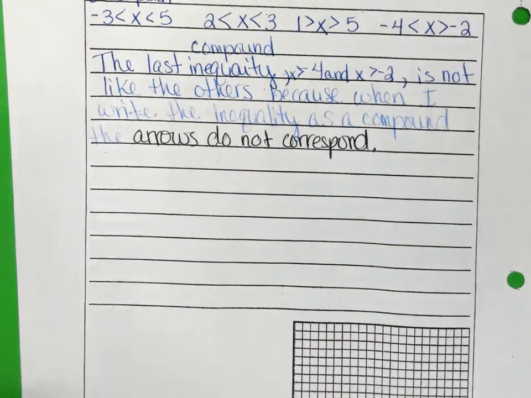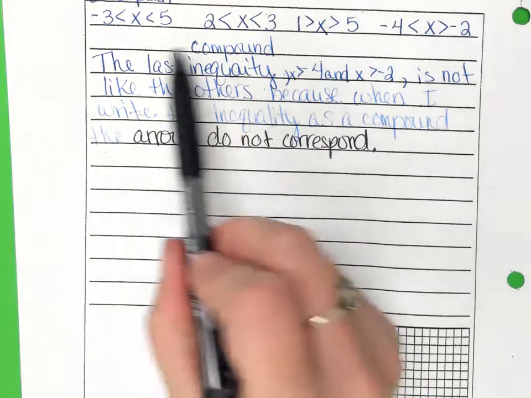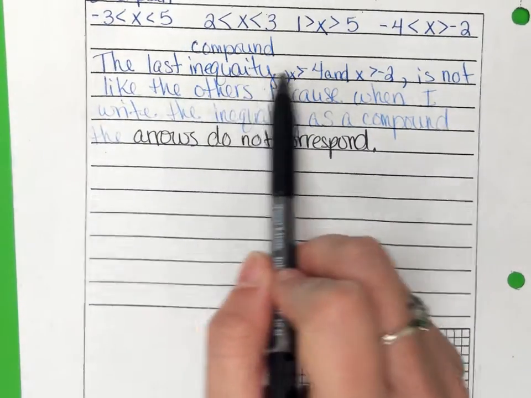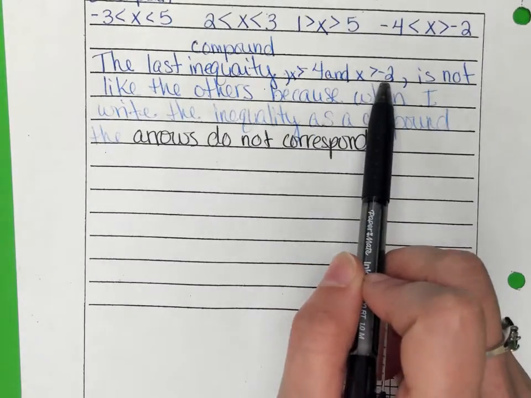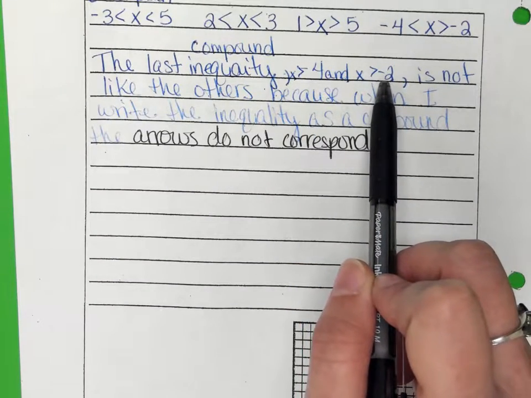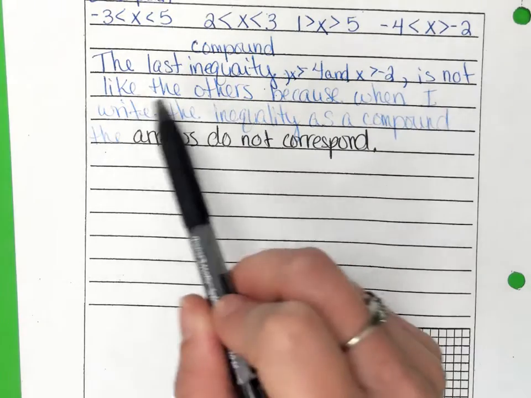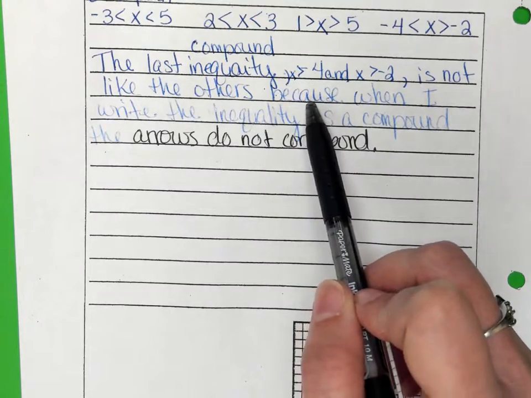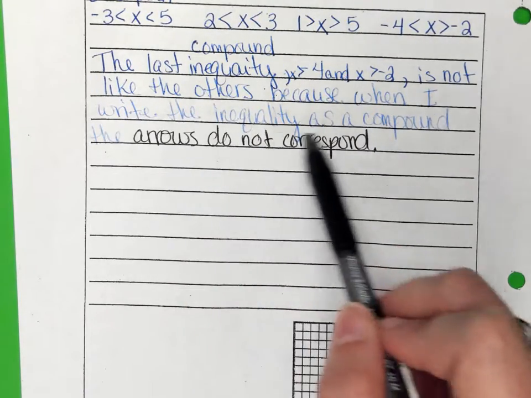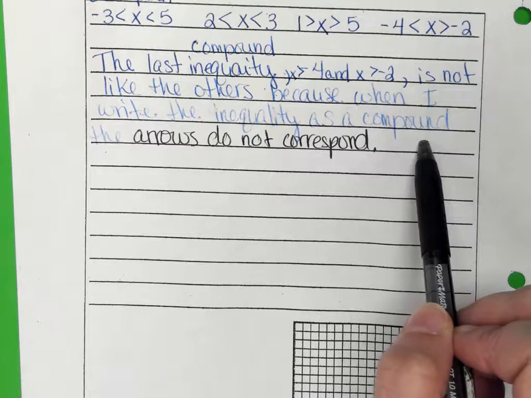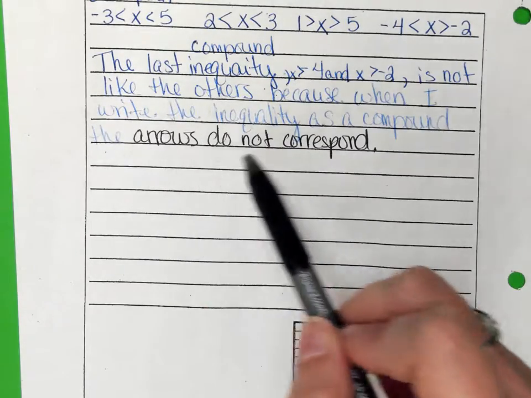There we go. Did we need to use our graph? Nope. So we're good. Ma'am? The last compound inequality, x greater than -4 and x greater than -2, is not like the others because when I write the inequality as a compound, the arrows do not correspond.